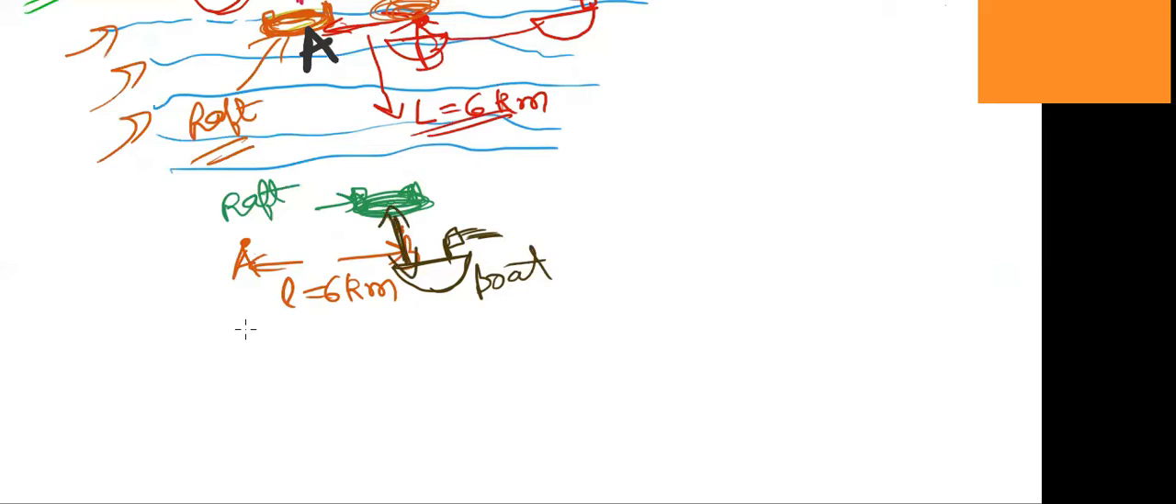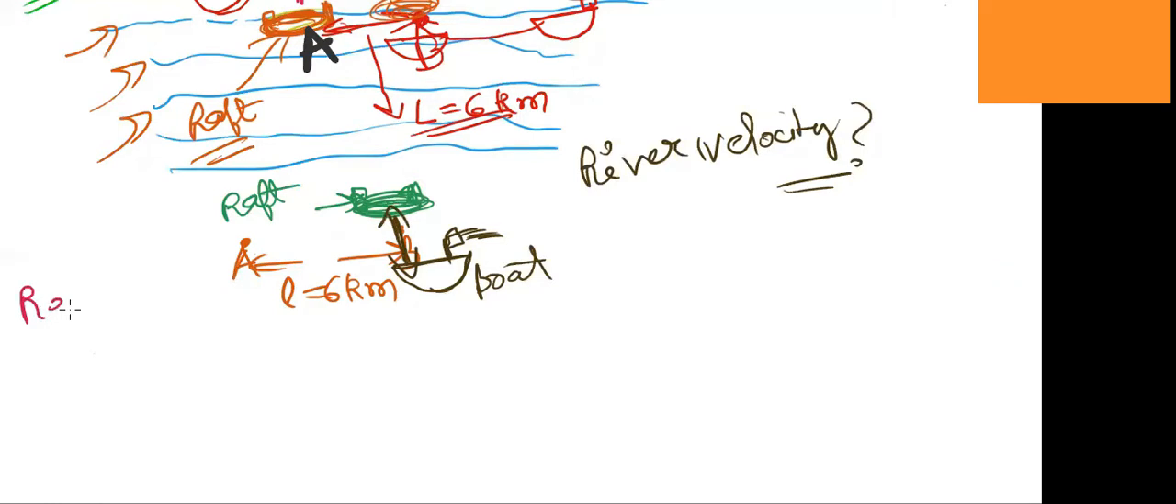So now we are asked to find the river velocity. How are we going to find it? It's easy. We are going to use the relative concept here.